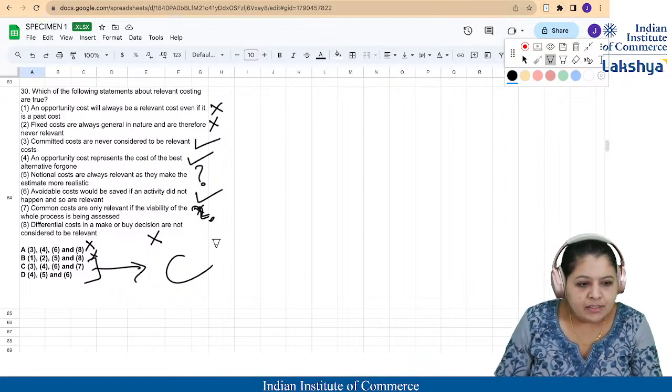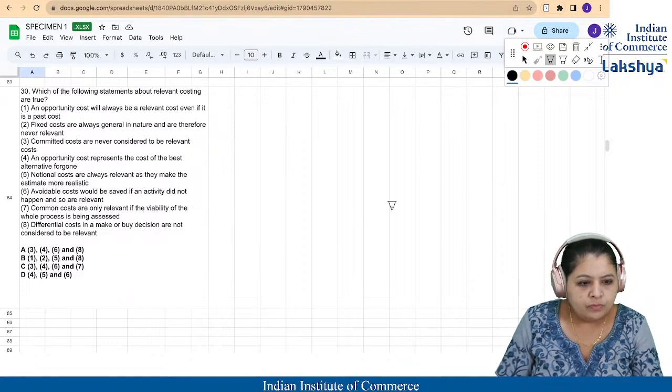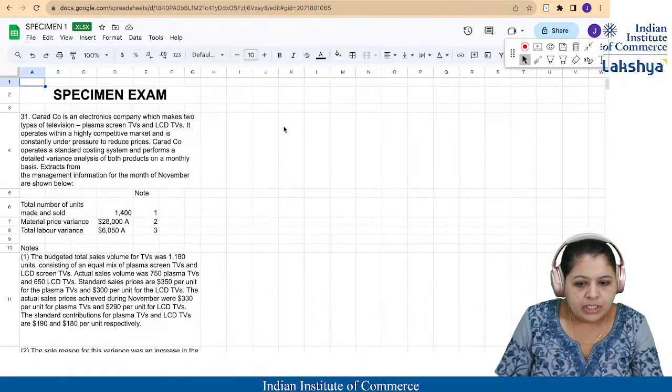That brings us to the end of our section B also. What are we supposed to do now? Section C, question CARD. Let's see what they have got for us.